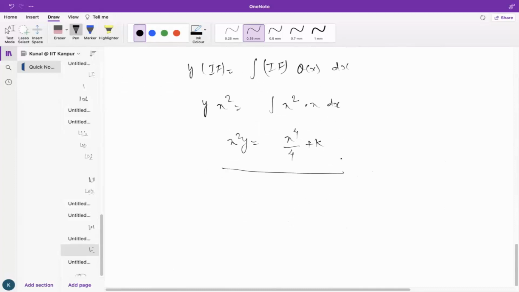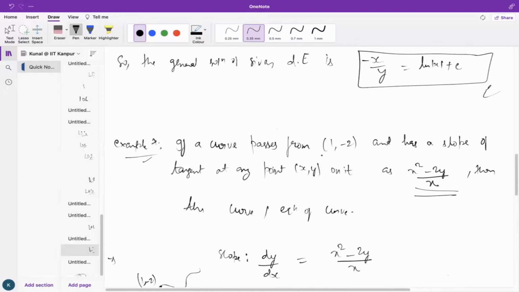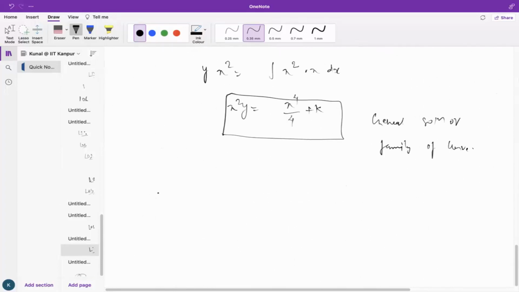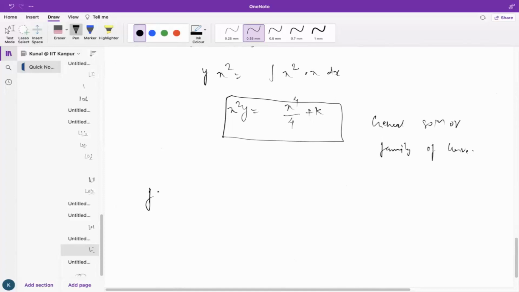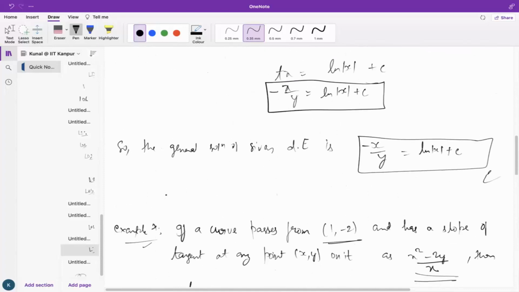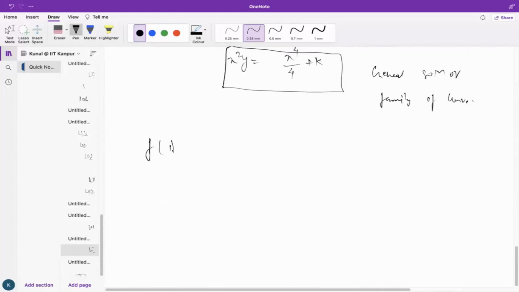Okay, so this is our general solution, or we can say the family of curves. But we have to find the curve which passes through this point. That means f of 1 is equal to minus 2, as given here.